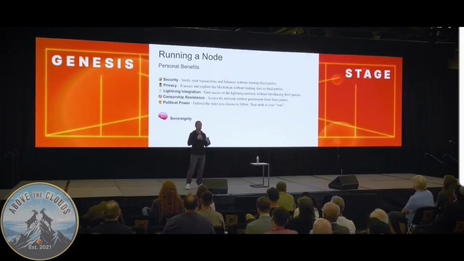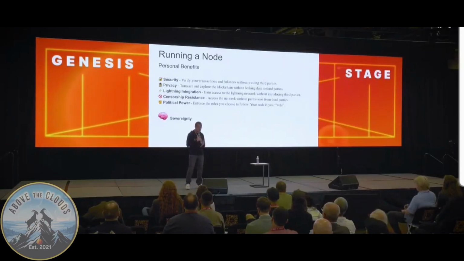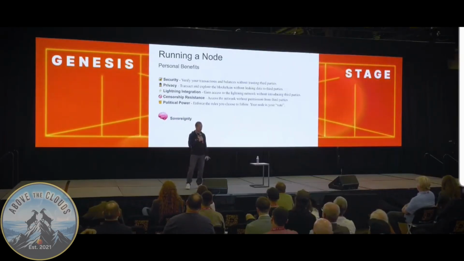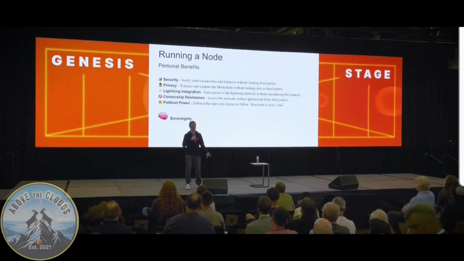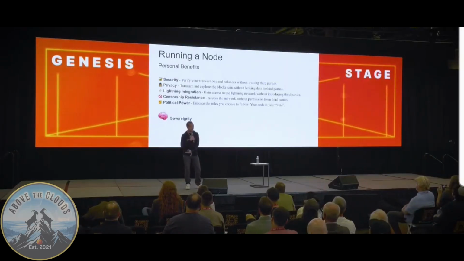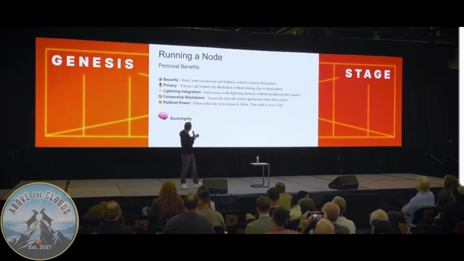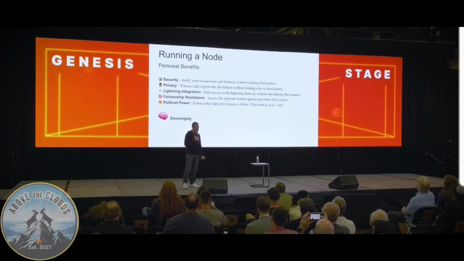So I'm going to focus on the last one because that's what I do and what my company does, is we make it easy for people to run a node. So I'm going to focus on why you would want to run a node, both personal and benefits to the network. Personal benefits. One is security.